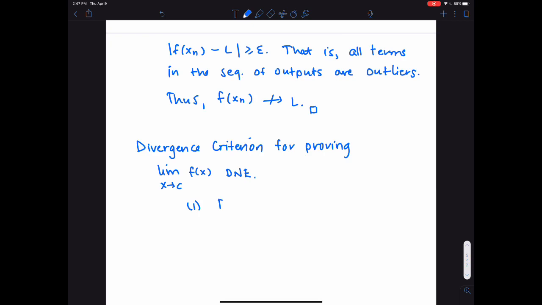So I want to find xn and yn that are both sequences in A with xn not equal to c and yn not equal to c. So these are just two different paths of approach. So xn should be going towards c and same with yn.